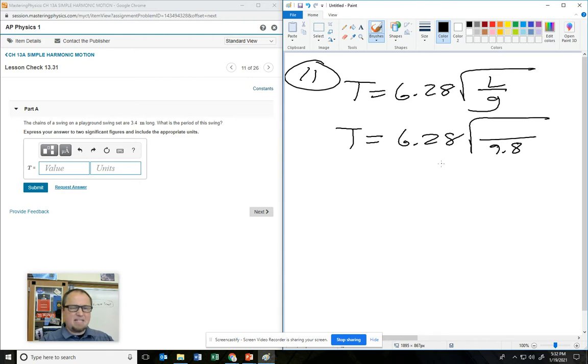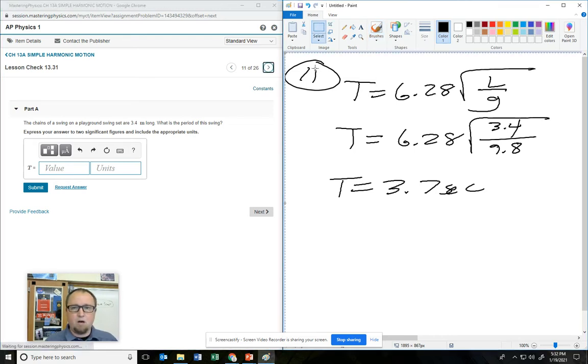On the AP exam, my test, 10's great. Almost every class you'll touch will just use 10. Mastering Physics uses 9.8. I tried to make it so it accepts the answer, but if it doesn't, try using 9.8 and do it again. So we plug in the length of 3.4 meters, and I get a period of 6.28 times square root of 3.4 over 9.8, which is 3.7. There it is. So what is the period? There you go. 12.